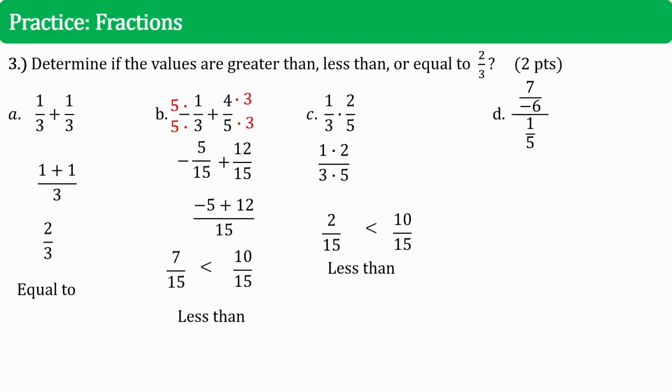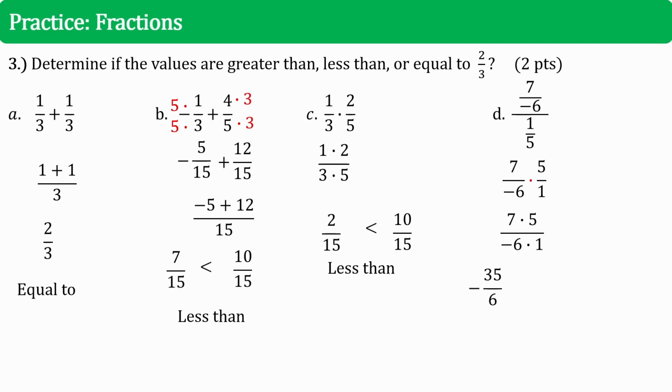D, I have a fraction dividing by a fraction. When you have a fraction dividing by another fraction, you should see it as a multiplication by the reciprocal. The 1 over 5 changes to a 5 over 1 when the division symbol changes to a multiplication symbol. So this problem became 7 divided by negative 6 times 5 over 1. A division of a fraction is the same thing as multiplying by the reciprocal. I can now multiply across, 7 times 5, and the bottom is negative 6 times 1. That becomes negative 35 over 6.